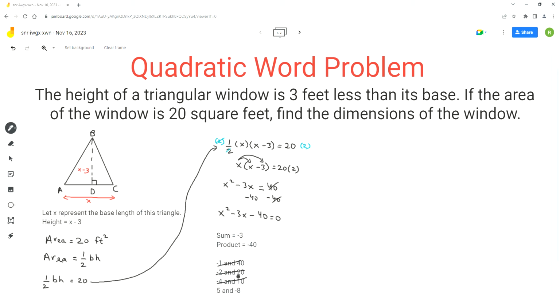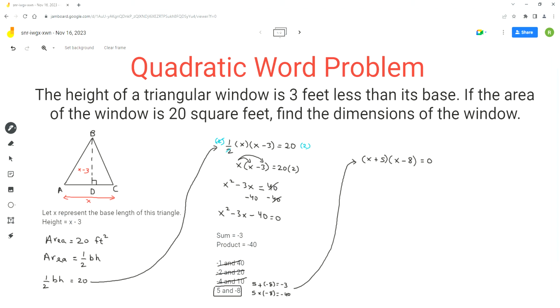So why does this work? Because I know 5 plus -8 is equal to -3, and 5 times -8 is equal to -40. So this pair of numbers works for me. Now we can write this equation in factored form. So our factored form is x plus 5 times x minus 8 is equal to 0.